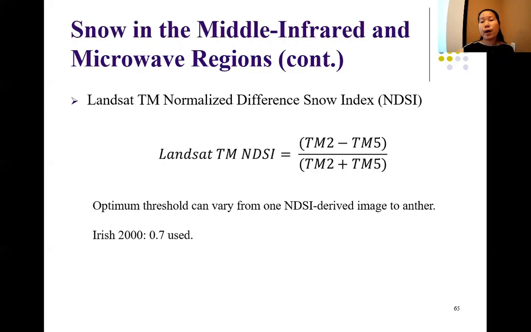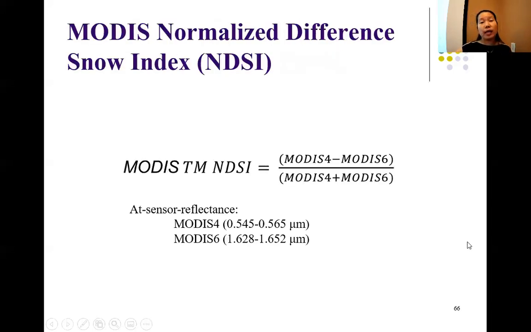So the optimum threshold can vary from one NDSI derived image to another. In one example in this paper, they use 0.7 as a threshold, if you want to use it to map the snow. And there's also another equation. If you use the MODIS data set, you can use this equation for the normalized difference snow index, using band 4 versus band 6.